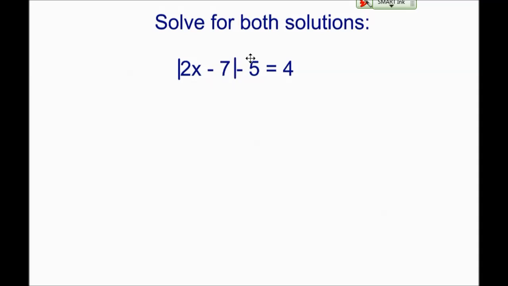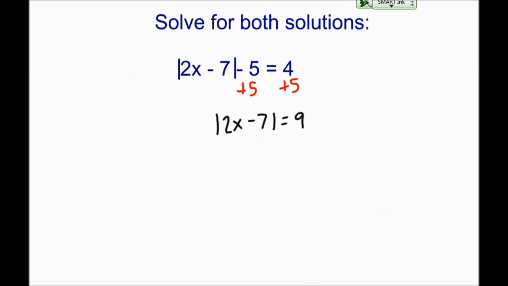So in this particular problem, I have the absolute value of 2x minus 7, minus 5 equals 4. I want to undo this minus 5 so I can get the absolute value bars by itself. So similar to solving an equation, I'm going to add 5 to both sides. And so when I do that, I'm left with the absolute value of 2x minus 7 equals 9.